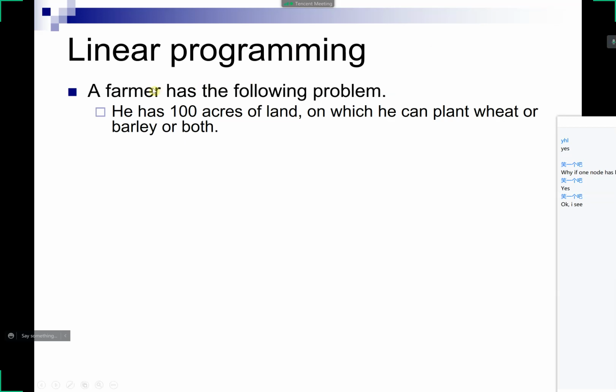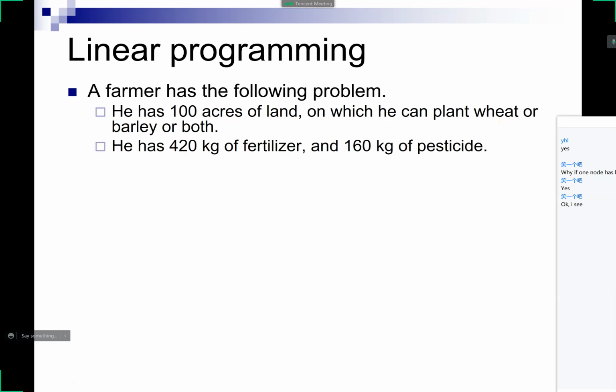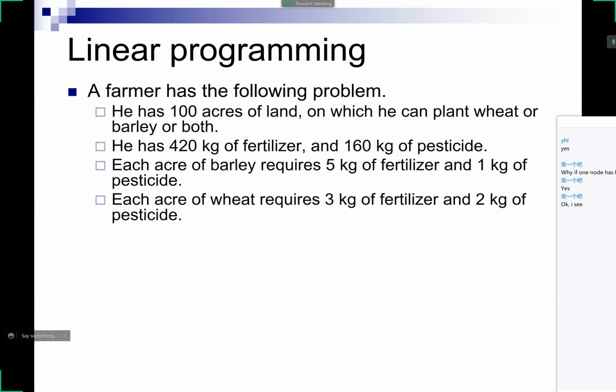Suppose you have a farmer, and the farmer has 100 acres of land. On this land he can plant things, and he's trying to make a lot of money by planting things. This farmer can plant wheat or barley or both. However, when he plants things, he's subject to some constraints. For example, this farmer only has, let's say, 420 kilograms of fertilizer and 160 grams of pesticide. If you want to plant things, you need both fertilizer and pesticide.